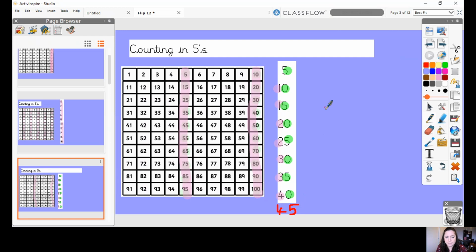Counting in fives. There's lots of nice links of counting in fives on the internet if you're struggling with it, and go and have a practice at those. Our friend Jack Hartman does a good one.